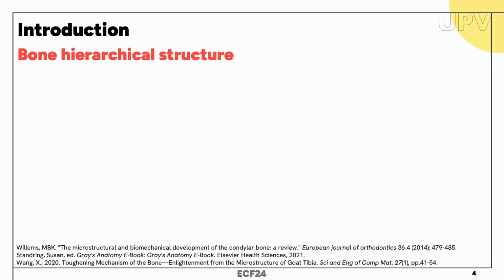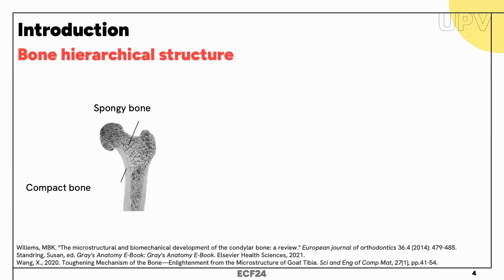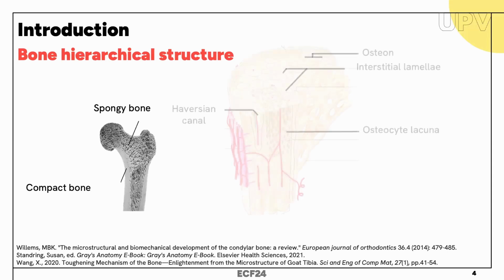Let me start by explaining a little bit about the hierarchical structure that bone possesses. From a macroscale point of view, bone can be divided into two main tissues: the compact bone, or the cortical bone, and the spongy bone, or the cancellous bone. The compact bone is the denser bone that we have on the outside of long bones.